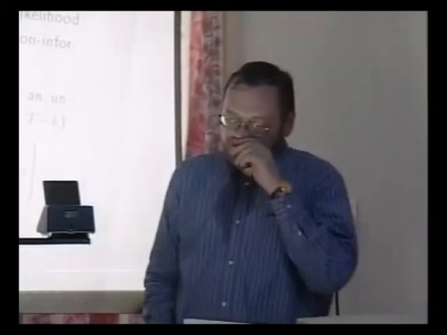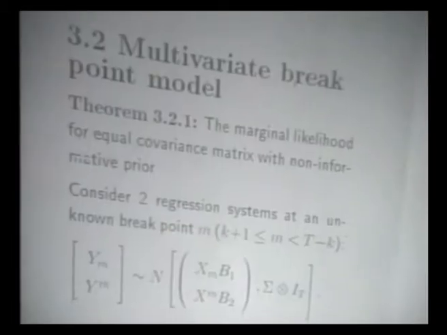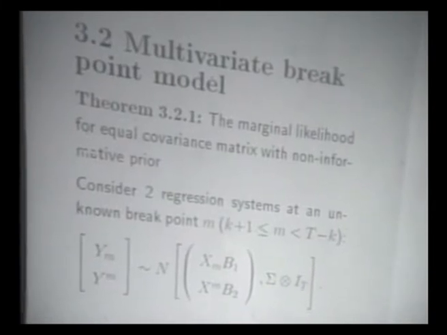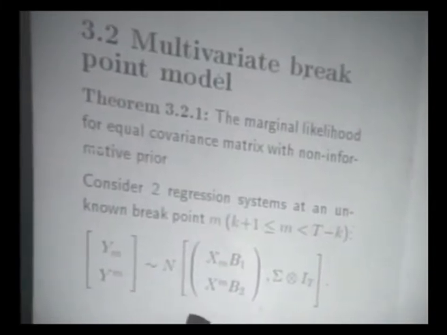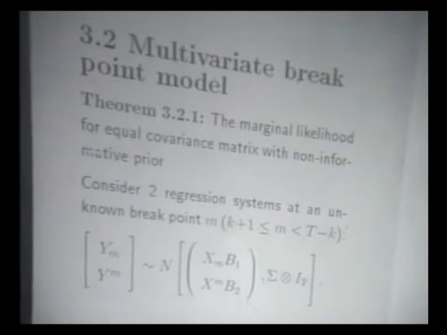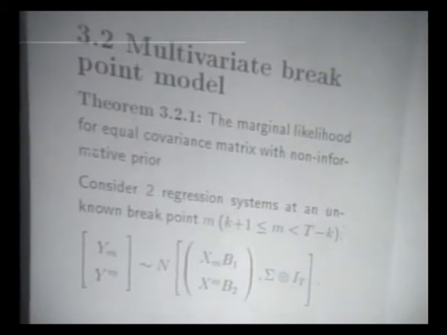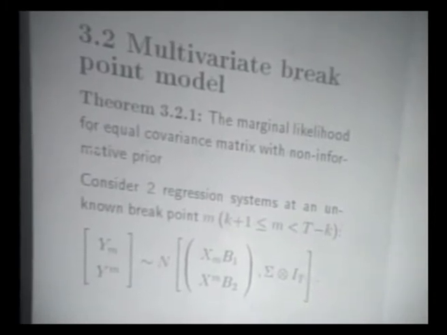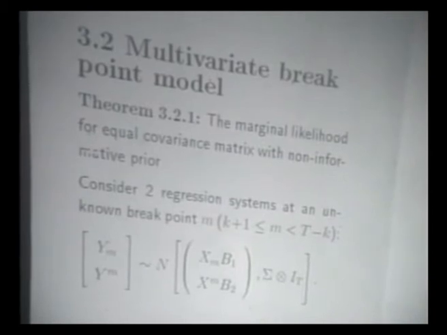In the last few minutes, I will show you that you can do the same thing for a breakpoint model. If you're interested in breakpoints or in outliers, you can do the same procedure I just explained for the univariate case. For the multivariate case, you split into two parts, and then you can assume either a homoscedastic covariance structure or a heteroscedastic variance structure, calculate the marginal likelihoods for this model or for the other model, compare them, and find out what is the better model.